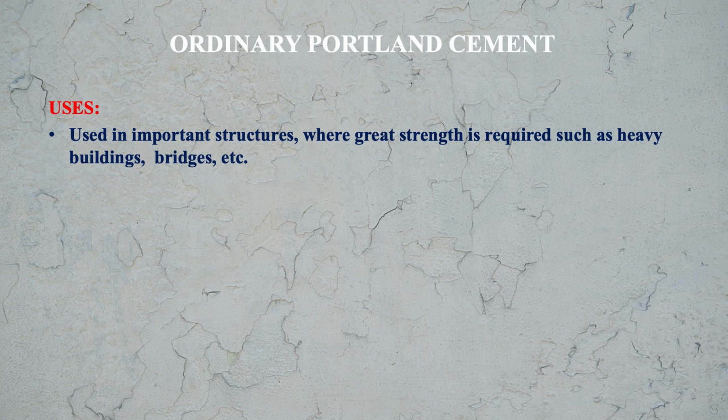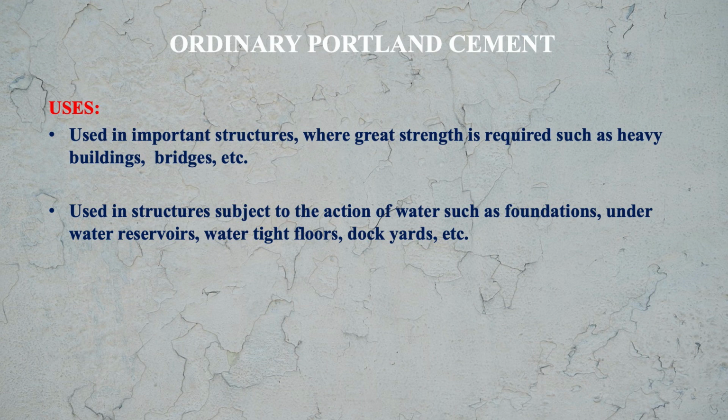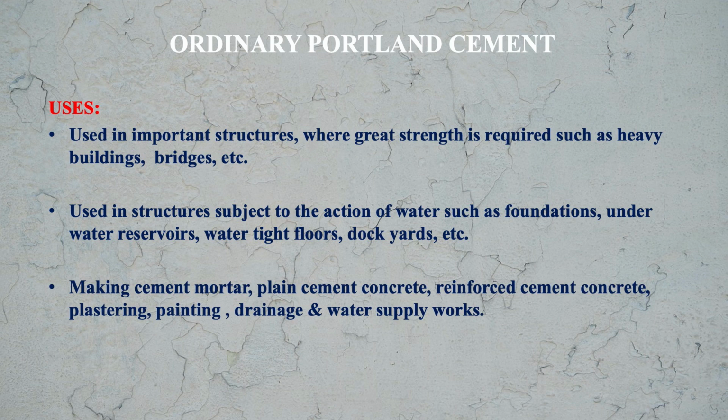Now, what are the uses of OPC? Ordinary Portland cement is used in all important structures where great strength is required, such as heavy buildings, bridges, etc. It is also used in structures subjected to the action of water, such as foundations, underwater reservoirs, watertight floors, dockyards, etc. OPC is also used for making cement mortar, plain cement concrete, reinforced cement concrete, for making plaster, for painting purpose also this cement can be used, and it is also used for drainage and water supply works.